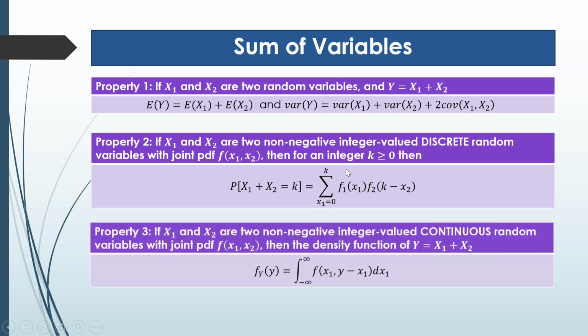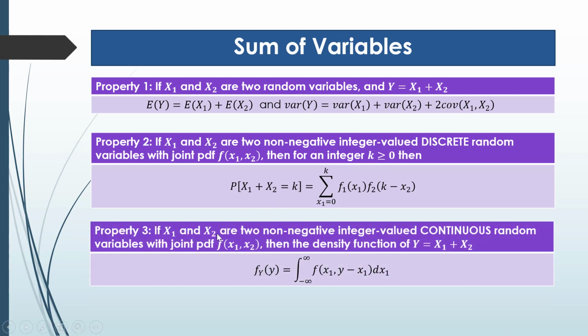Now we consider continuous. If x1 and x2 are two continuous random variables with joint PDF f of x1, x2, then the density function of y, which is x1 plus x2, is f_y of y equals the integral from negative infinity to infinity of f of x1, y minus x1, d x1.